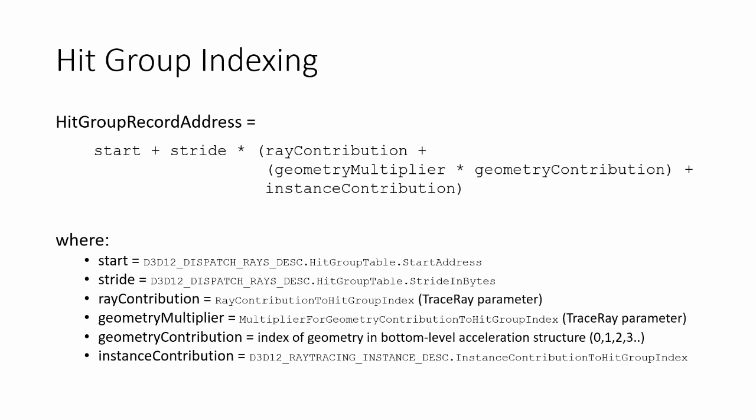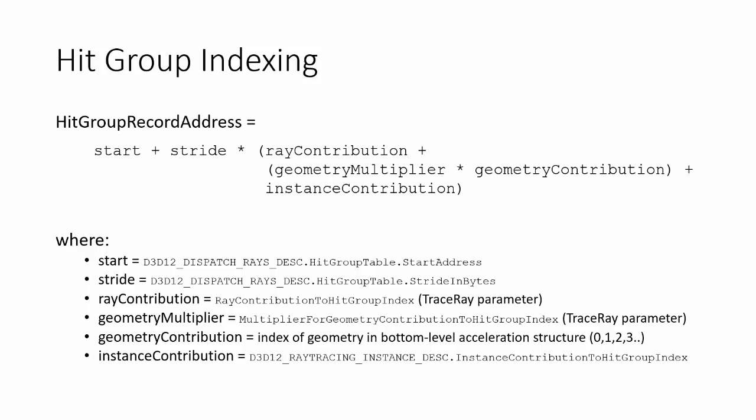A lot of the time, some of these terms will collapse to 0. So the kind of very simple use that you'll see a lot is that you have your ray contribution be 0, and your instance contribution be 0, and your geometry multiplier be 1. And that just means use the index of the geometry to pick which shader into the table. And then you just put entries in your shader table, matching the layout of the meshes in your structure, and off you go.